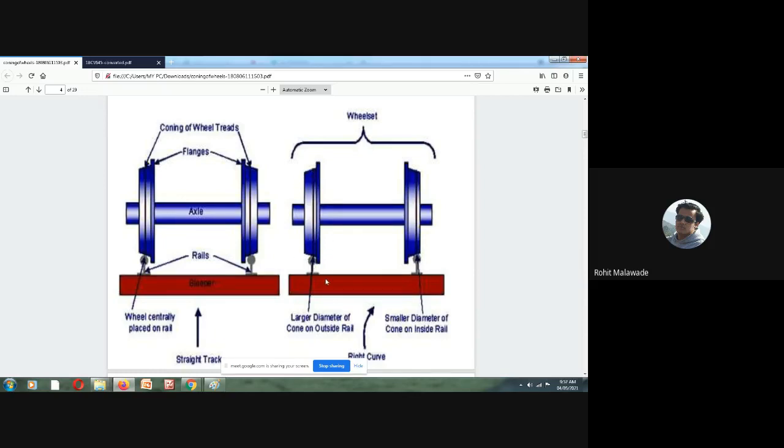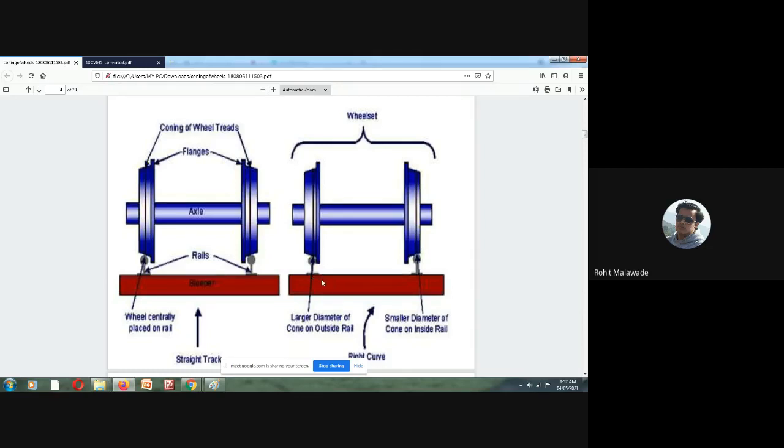Due to this coning effect, whenever we take a turn, suppose this is a right turn, the outside diameter of the rail is going to increase. Due to this, the wheel tries to come outside, and there is a possibility of gauge widening, and a possibility of failure of the rail at the base section.